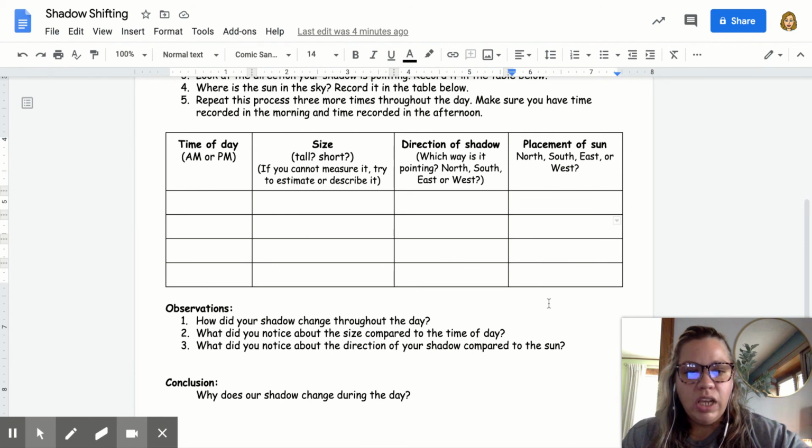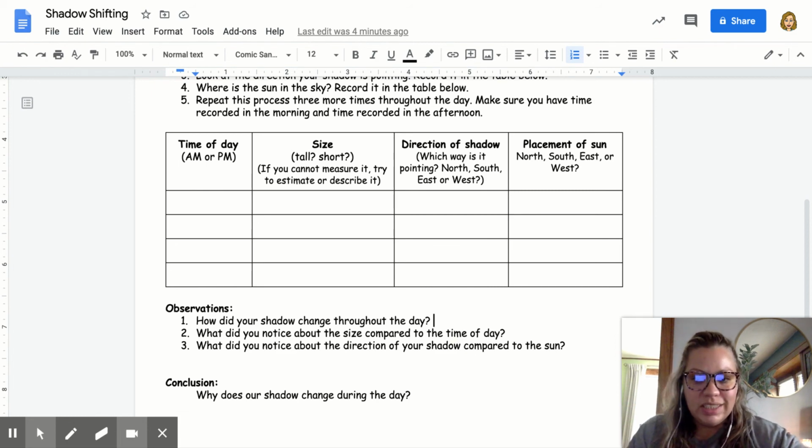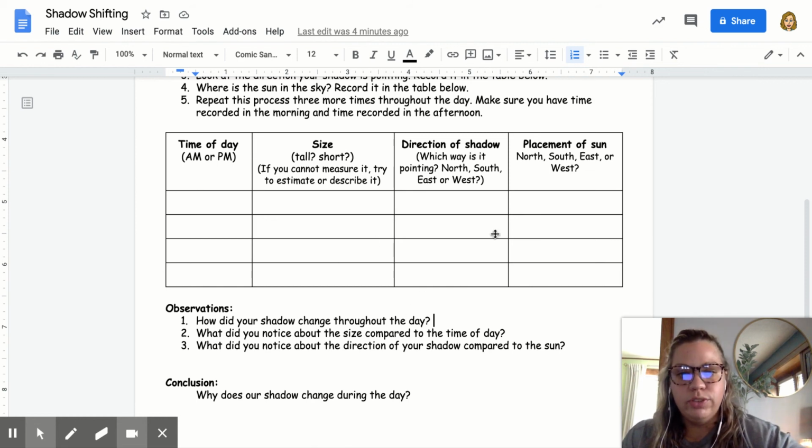And then we have 3 observation questions for you to answer after you have observed the 4 different times. How did your shadow change throughout the day? What did you notice about the size compared to the time of the day? And what did you notice about the direction of your shadow compared to the sun? So again, you're just going to put your cursor there and type in complete sentences the answers to those 3 observations. So depending on what you observed in your chart will be how you answer those.